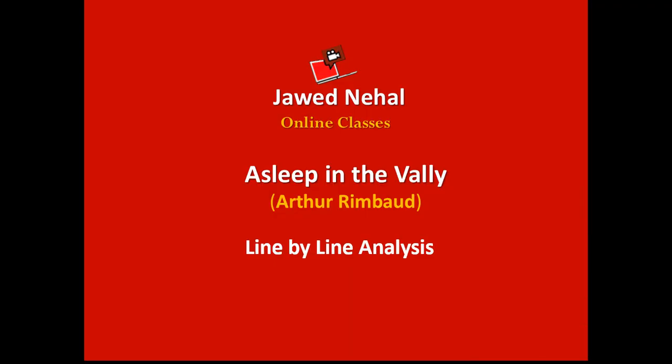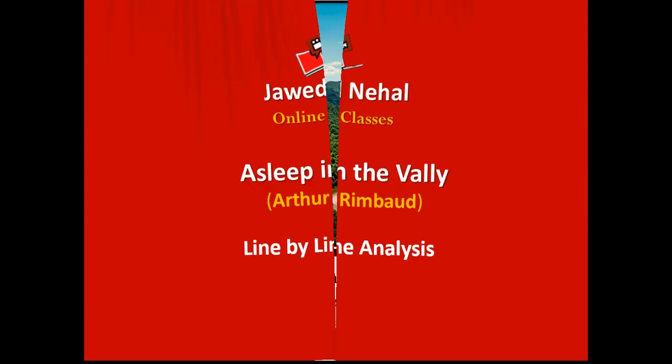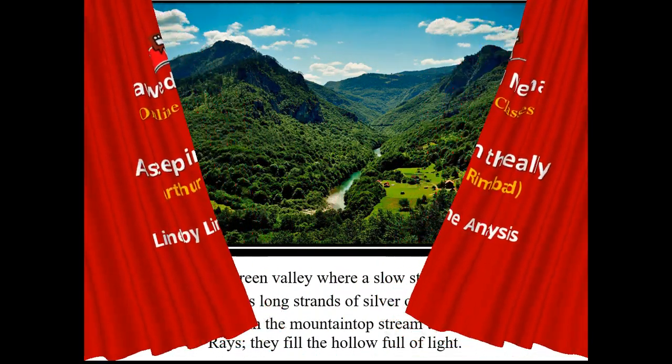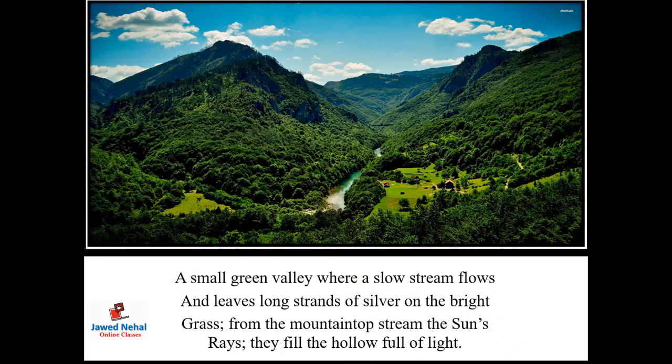Let us analyze this poem in detail. The poem Asleep in the Valley is very strong in imagery and symbolism. The poem starts with a description of a small green valley. The valley as described in the first stanza is stunningly beautiful.